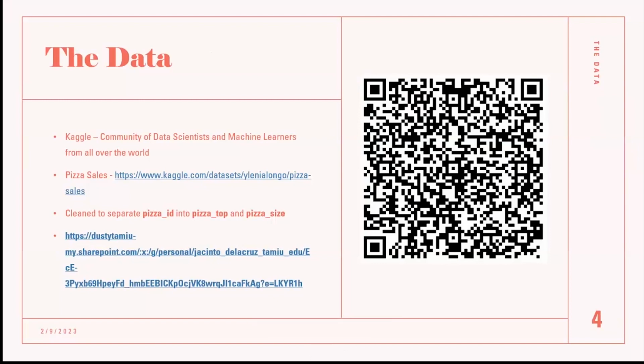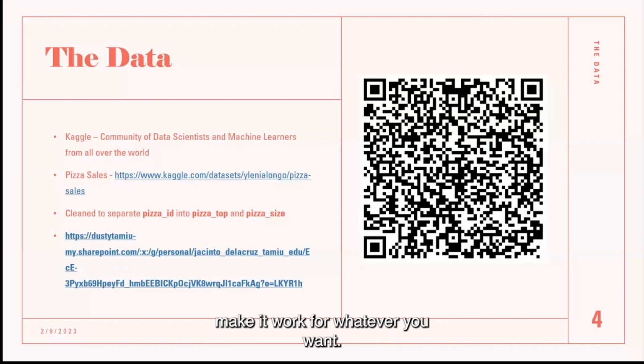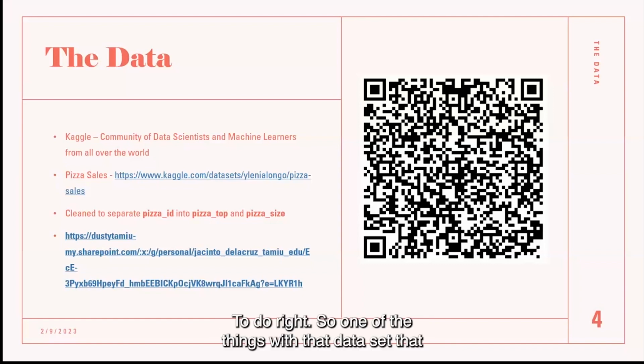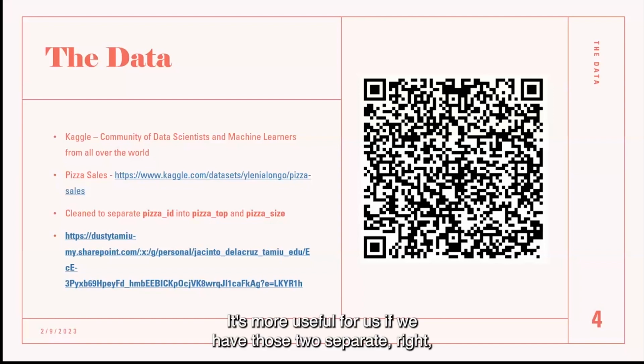So I got that data set, and the first thing I did was just clean it up a little bit. That's always going to be one of the first things you do whenever you're working with data: make it work for whatever you want to do. One thing you can see in the data set is the column with pizza ID. It tells you the topping style for the pizza that was ordered, as well as the size. It's more useful for us if we have those two separate, so we can work with pizza toppings and pizza size separately. So I separated those two for you so that we can work with it more easily.